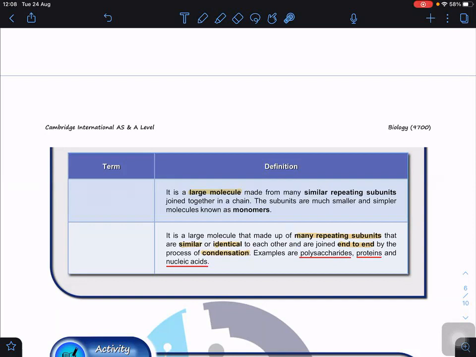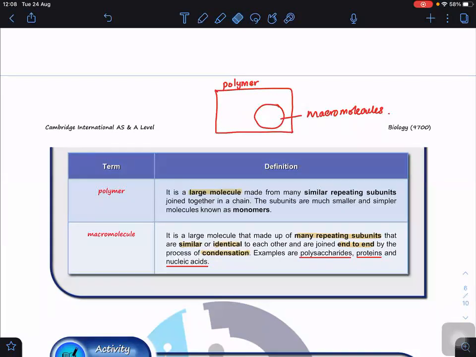Correct or not? The first definition here: they are large molecules, similar repeating subunits. As long as they join and form a chain, we call them polymer. So polymer actually is a big set. Okay, so this is a set of polymer. Within this polymer set, we do have a group of them which we term macromolecule.